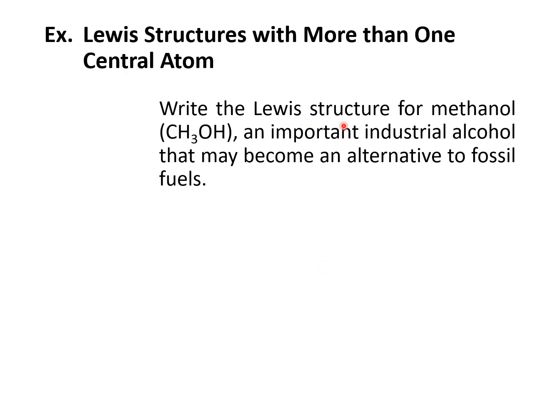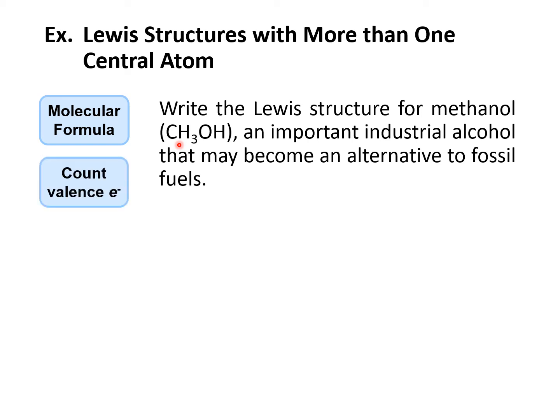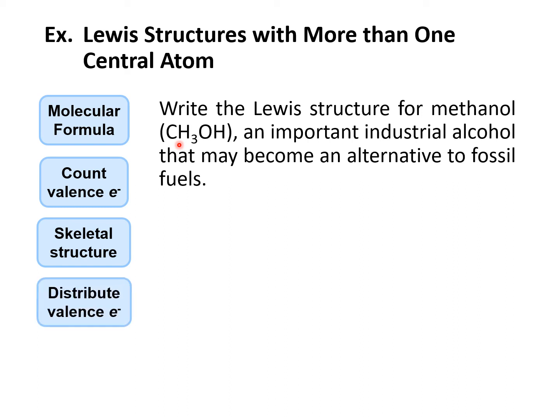Here we are asked to write the Lewis structure for methanol, CH3OH, an important industrial alcohol that has been proposed as an alternative to traditional fossil fuels. Following the usual outline for drawing Lewis structures, we will start with the molecular formula and then use this to count the number of valence electrons in the molecule. And then we will write the skeletal structure using the electronegativities of each of the atoms. And then we will distribute all of the valence electrons among the atoms in the molecule, and this will give us the correct Lewis structure.